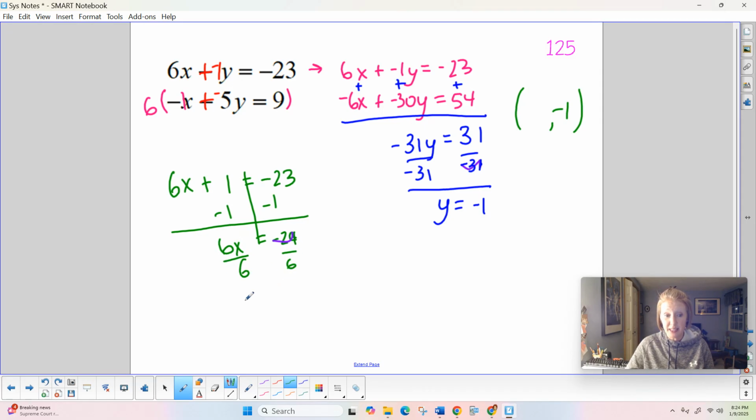Divide both sides by 6. I get x equals negative 4. Plug that in as my other x answer. And again, if I want to double check my work here, I'm going to use the other equation, the original.